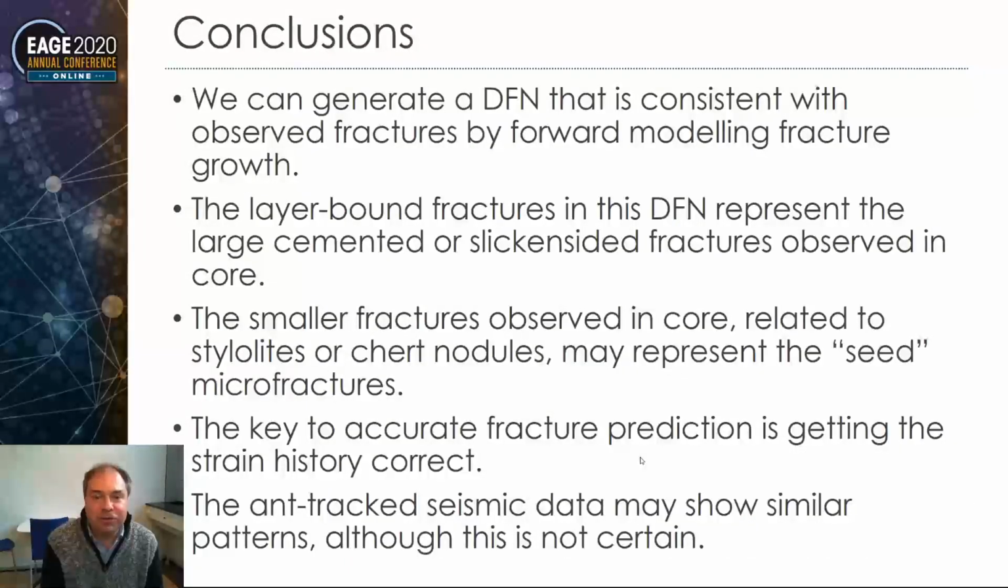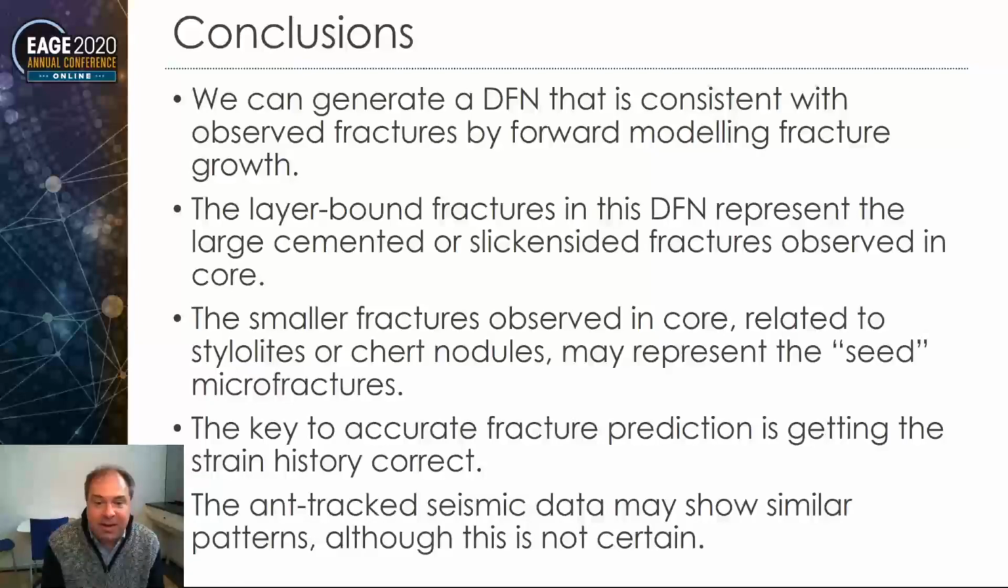So, to summarise, we've shown that we can generate a discrete fracture network model that is consistent with the observed fractures on borehole images by forward modelling the fracture growth. The layer-bound fractures in this model represent the large cemented or slicken-sided fractures that are observed in the core and that are likely to form major flow pathways. The smaller fractures observed in the core may represent the seed microfractures that develop into these larger fractures.